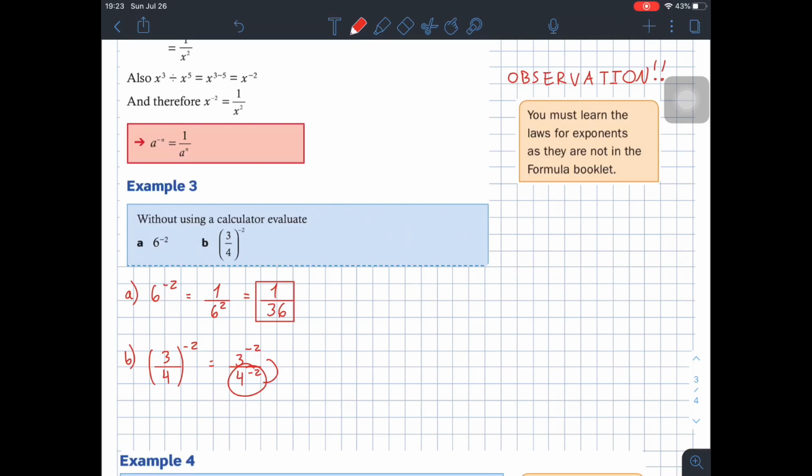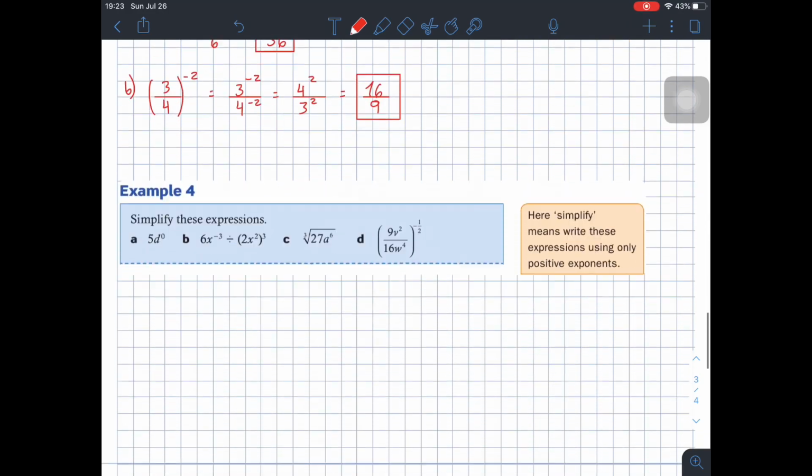So this would be equal to, let me do this here, this would be 4 squared divided by 3 squared. 4 squared is 16 and 3 squared is 9. And we cannot simplify this, so this would be our final result. Okay? I hope this is being clear. Let's move on. I think this is the last part.